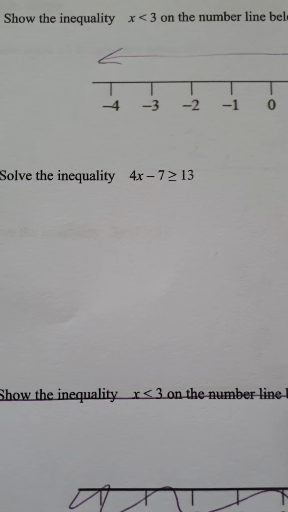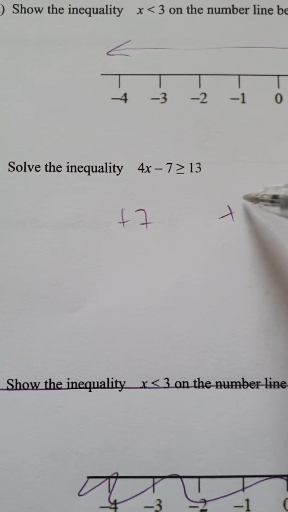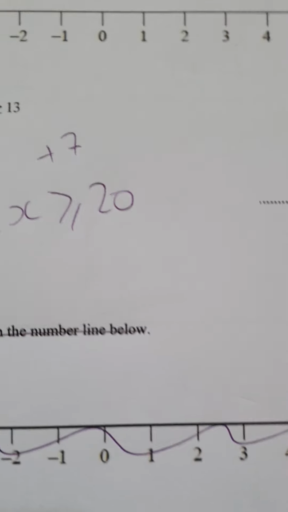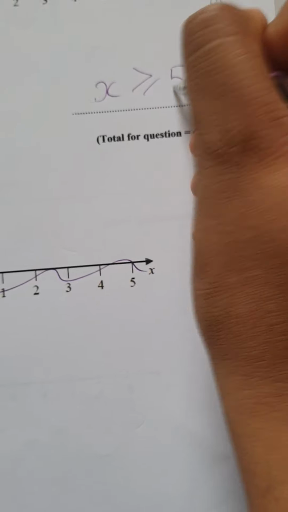There we go. So if I add 7 to both sides, I've got 4x is greater than or equal to 20. That means it's quite easy to solve that one. X is greater than or equal to 5. Question 4 was exactly the same as question 3, so we could skip through that.